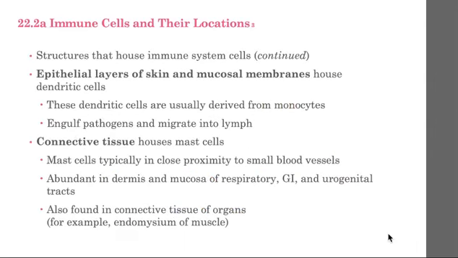We also have specific immune cells that will stay within our skin or mucosal membranes. So they tend to house our dendritic cells, and they are derived from those monocytes that we talked about, the ones that change their name to macrophages once they leave the bloodstream. And their job is to engulf pathogens and migrate into lymph so that we can hopefully catch the pathogens within our lymphoid structures, such as the lymph node.